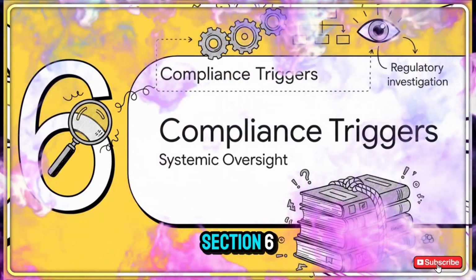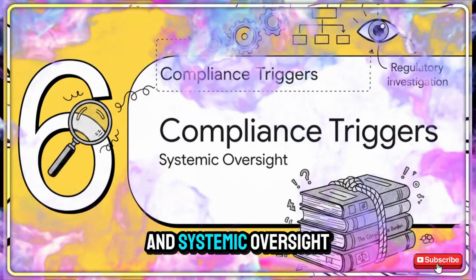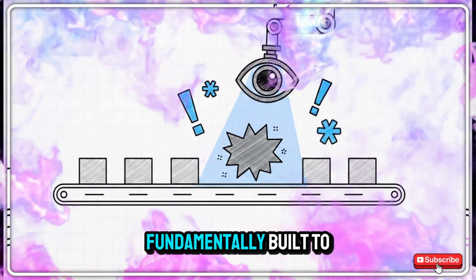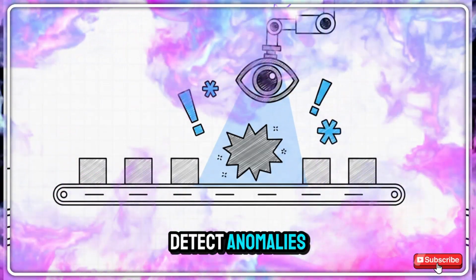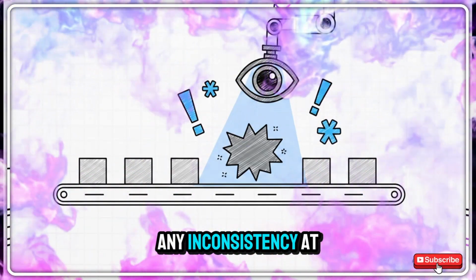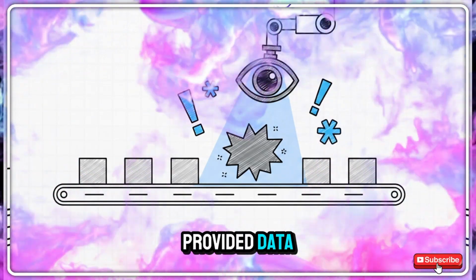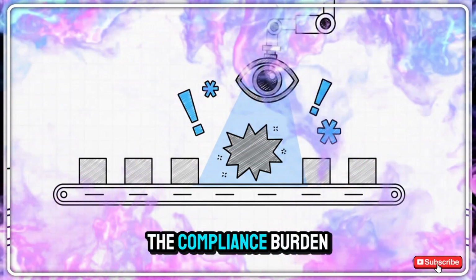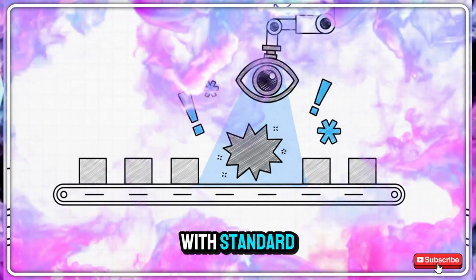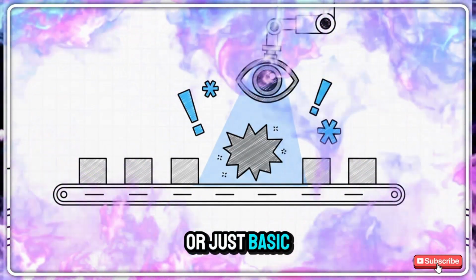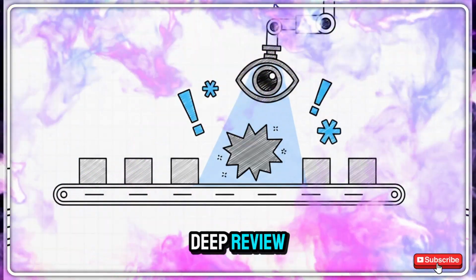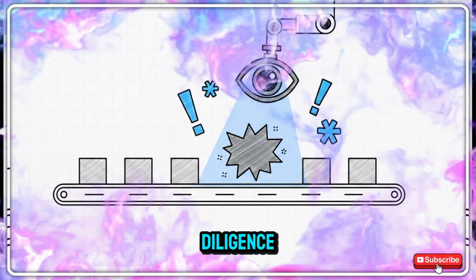Finally, let's hit Section 6, the compliance burden and systemic oversight. Look, this system is fundamentally built to detect anomalies. Any break in the logical flow, any inconsistency at all in the provided data, it automatically escalates the compliance burden. If a specific data point conflicts with standard operational reality or just basic mathematical probability, it instantly gets flagged for a deep review and enhanced due diligence.